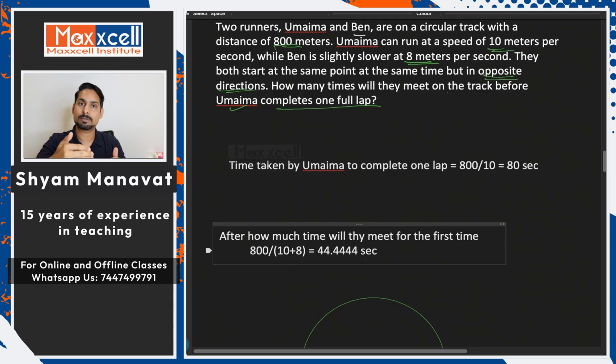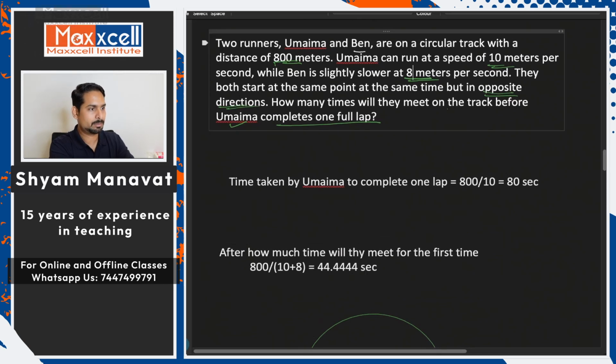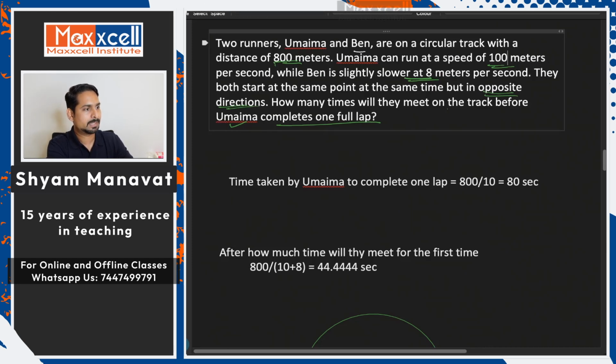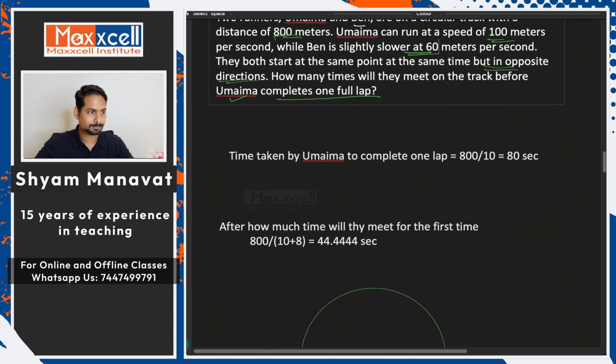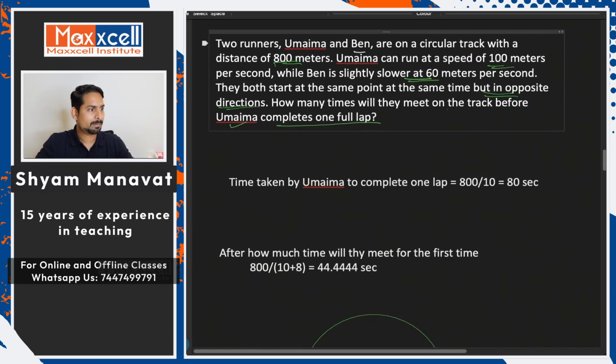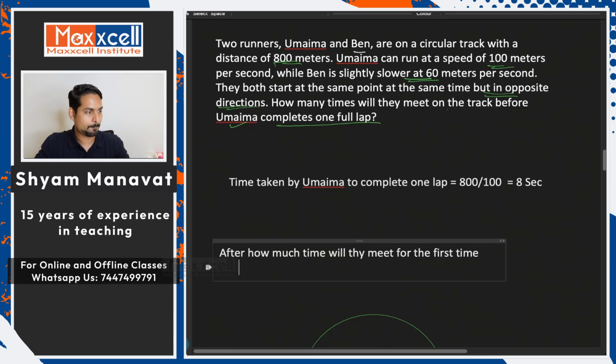After every 44.44 seconds. Let me make this number easier for you so that you will be able to understand. Let's say this is 100 and this is 60. Now let's solve this. So Umaima will take, with 100 meter per second, how much time to cover the lap? I'm changing the number so that understanding of the concept will be easier for you.